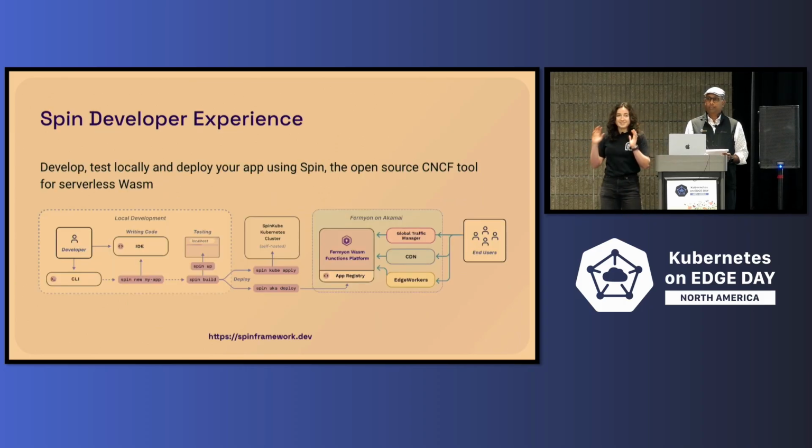So in diagram format, what that experience looks like is you download the CLI, and now you do a spin new. You say, what templated application do you want? So you could do HTTP triggered Go applications, REST applications, Python, JavaScript. WebAssembly is polyglot. Then you can do a spin build, and now you didn't need to know how to target WebAssembly from your native language toolchain. We abstracted that away from you.